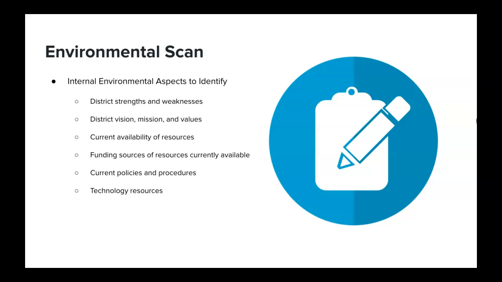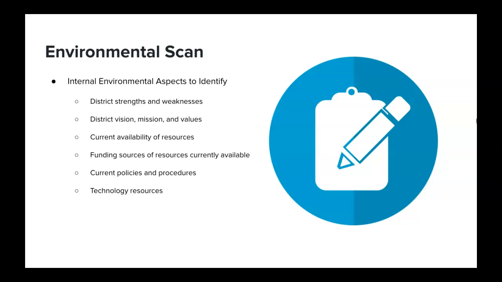So the first step is looking at the internal environmental aspects that we want to identify. Now, we want to make sure that we are identifying district strengths and weaknesses. We want to identify what is the district vision, mission, and values that are currently in place. What are the current resources that are available to the district? What are the funding sources of those resources and what is currently available? There is a very strong connection between resources and the funding.